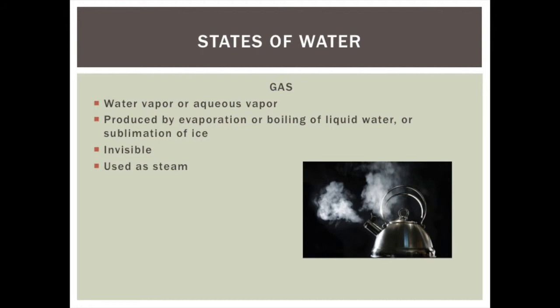Another way that gas can be formed is the sublimation of ice. Sublimation is when the water goes directly from the solid state of ice to the gaseous state of water vapor, and it skips the entire liquid state.